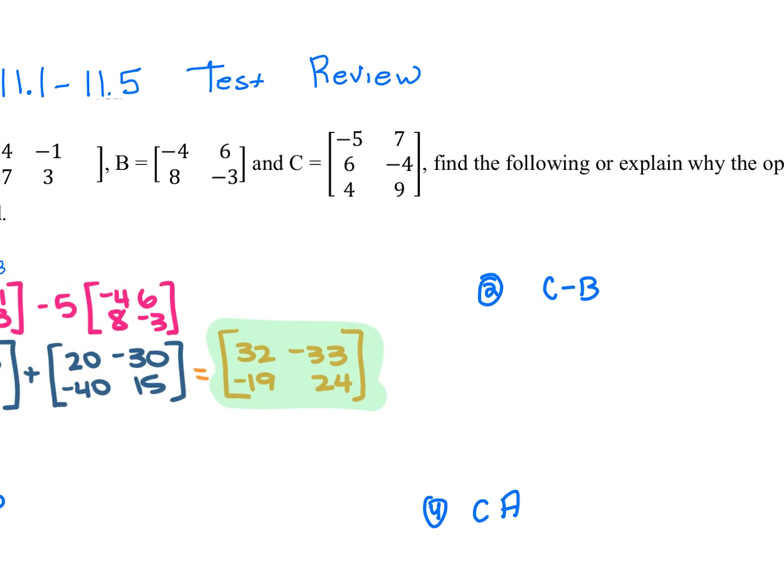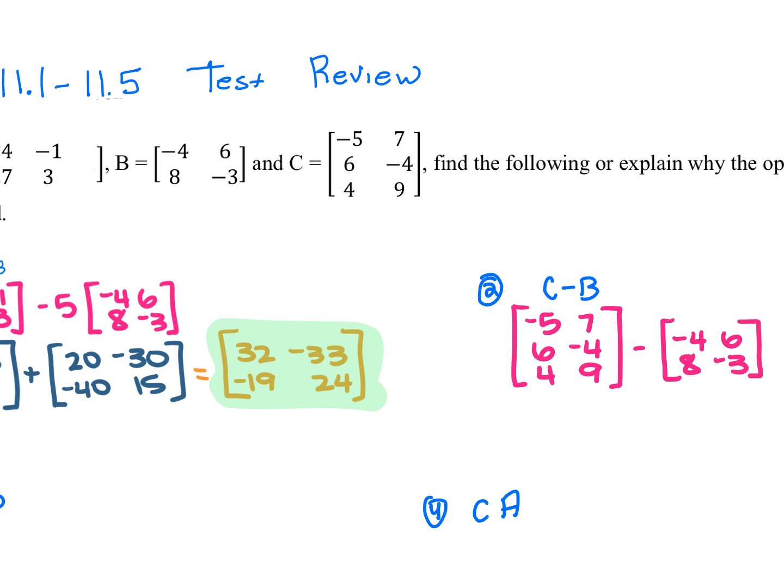For number 2, we have C minus B. For C, we're given the matrix negative 5, 7, 6, negative 4, 4, 9, minus B, which we worked with already, which is negative 4, 6, 8, negative 3. If you look at the dimensions here, you have a 3 by 2 minus a 2 by 2. Because these dimensions are not exactly the same, you cannot do this.